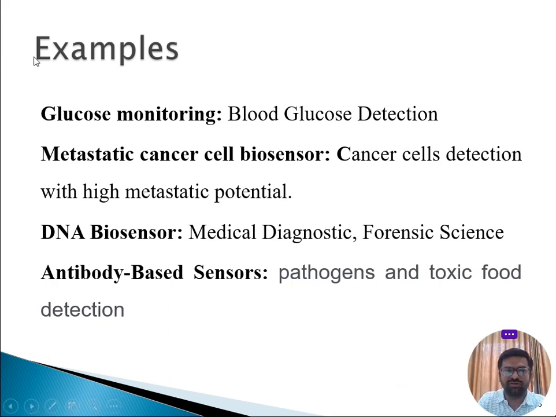Now we will look at some examples of the different types of biosensors we have. Glucose monitoring biosensor, wherein the blood glucose level is detected. Metastatic cancer cell detection, a cancer cell biosensor which can be used to detect cancer cells. Metastatic potential means very good potential. Then the DNA biosensor, used in the forensic department or in medical diagnosis. Antibody based sensors are useful for pathogen detection or toxic food detection.